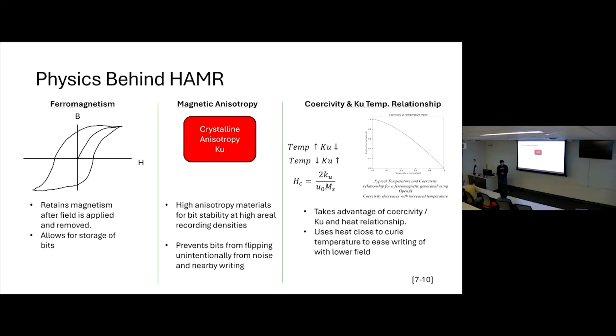So the physics behind HAMR, there's three physics concepts that we learned in class that apply. First is ferromagnetism. We use this concept because we need to retain the magnetism to record the data. We can't use para or diamagnetism, that wouldn't work. Then we also use the concept of anisotropy. We want a high anisotropy material to keep the bit stable and prevent it from flipping. And lastly, the third concept is temperature, the temperature relation between anisotropy and coercivity. We use temperature to lower the anisotropy and coercivity to make it easier to write.